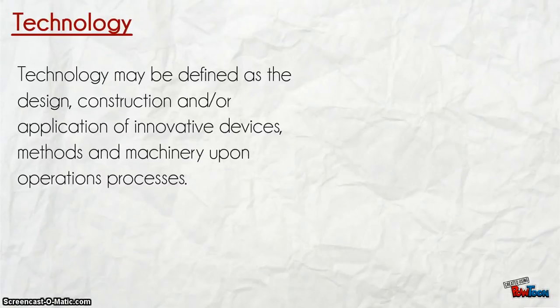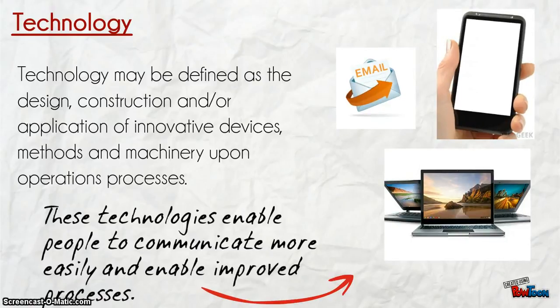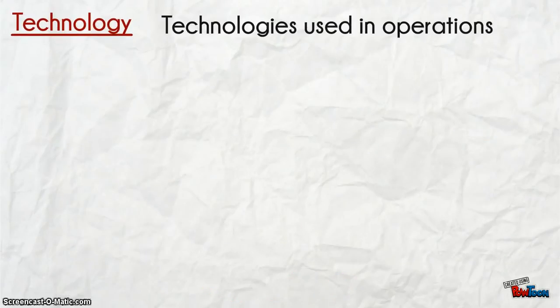Now, technology may be defined as the design, construction, and/or application of innovative devices, methods, and machinery upon the operations process. We all know the varying communication technology that we use on a day-to-day basis, including emails, phone, and laptops. These technologies enable more people to communicate more easily and enable improved processes. As it links with globalization, you can see that these have had a massive impact on operations functions within a business. However, it goes beyond these personal ones into more business-oriented technologies.